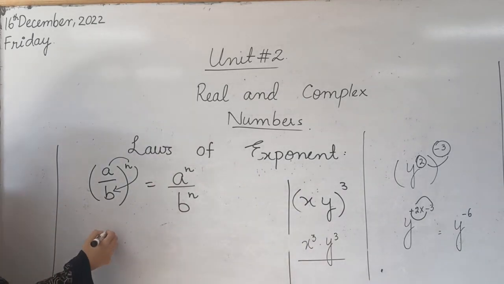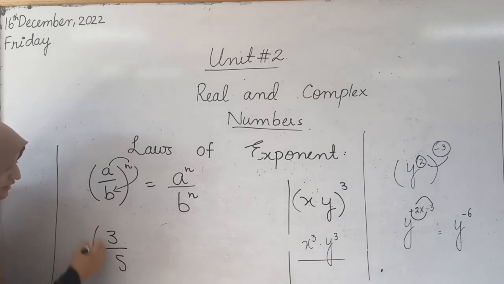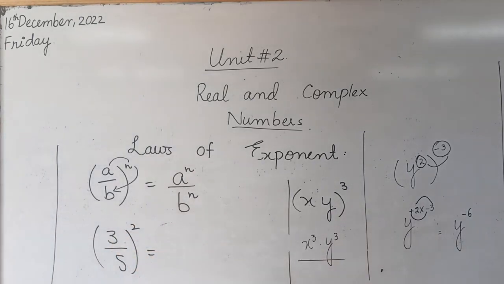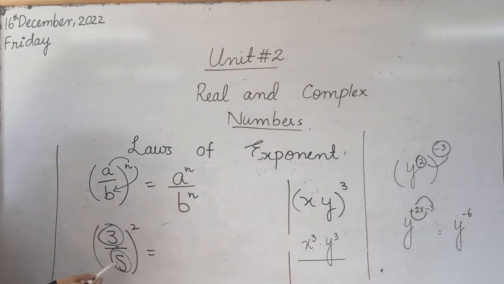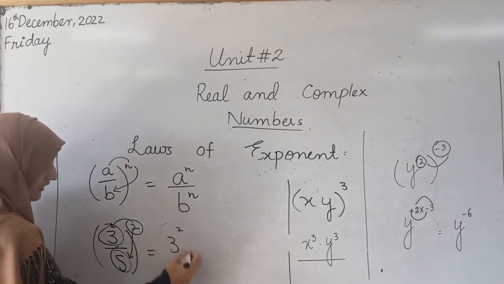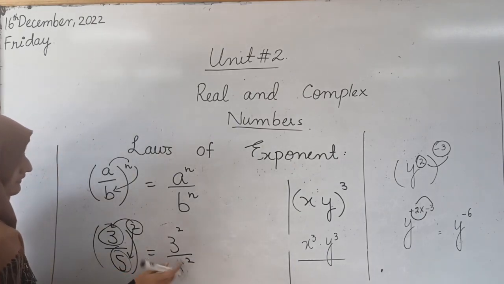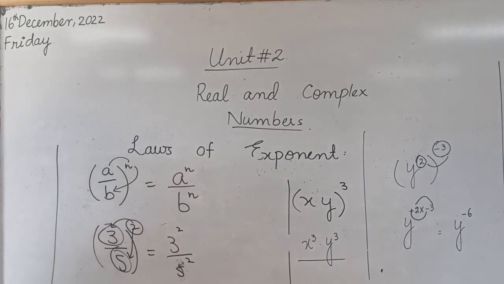For example, see in the case of numbers, we have 3 over 5 raised to power 2. So this is equal to, 3 and 5 are two different bases, having a common exponent. This exponent will apply on both bases individually, whether it is in the form of multiplication or in the form of division. 3 raised to power 2 over 5 raised to power 2.